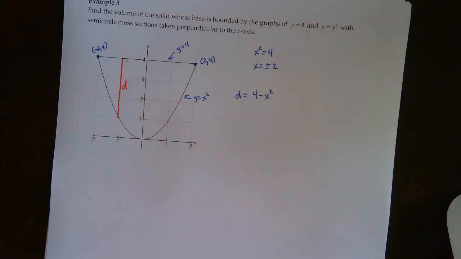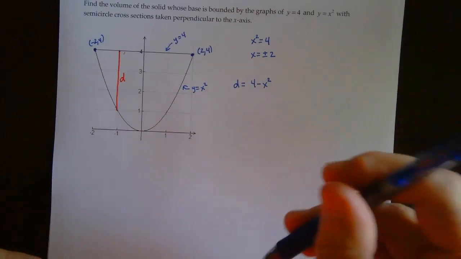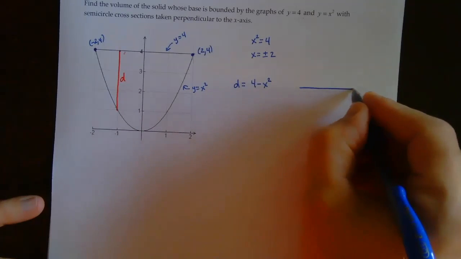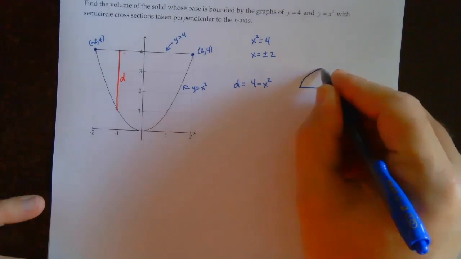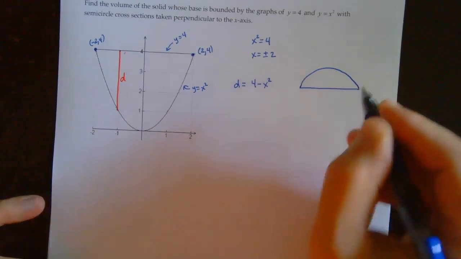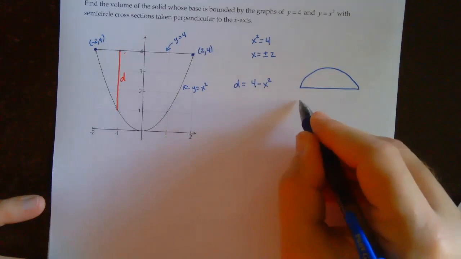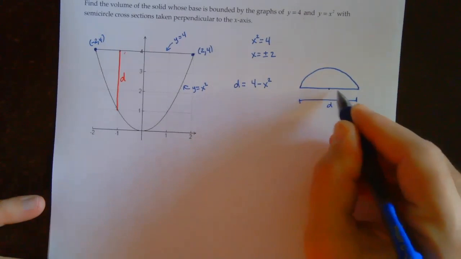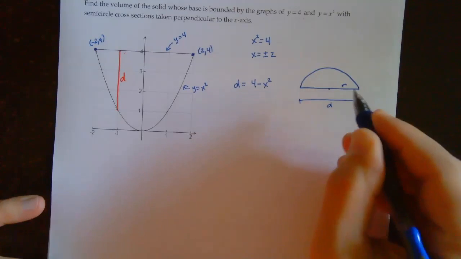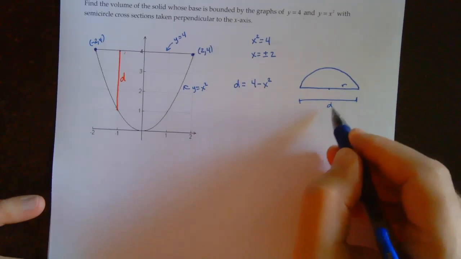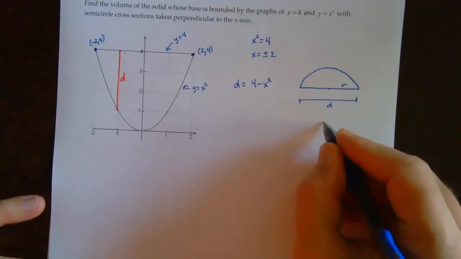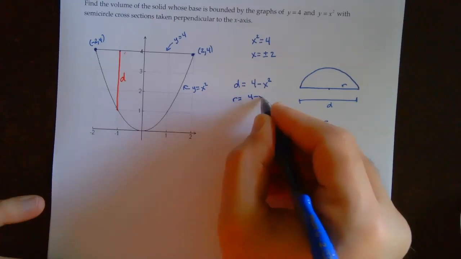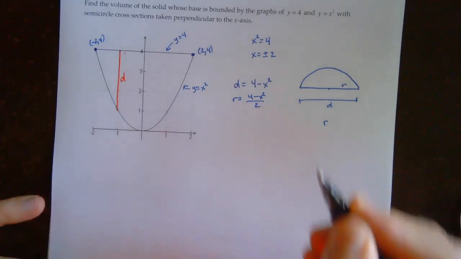Okay, so we know the diameter is 4 minus x squared. And so we have this shape, because they're semicircles, so it's kind of like that. What we know is the diameter here, that's D. And what we need is the radius. To get that radius, we just have to take half the diameter. So the radius would be this 4 minus x squared divided by 2.